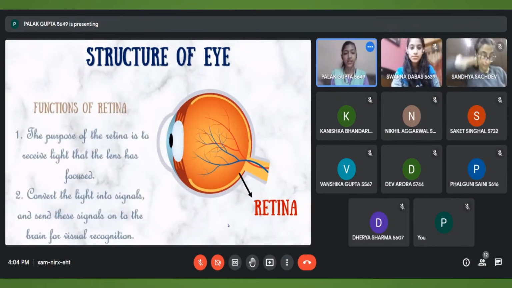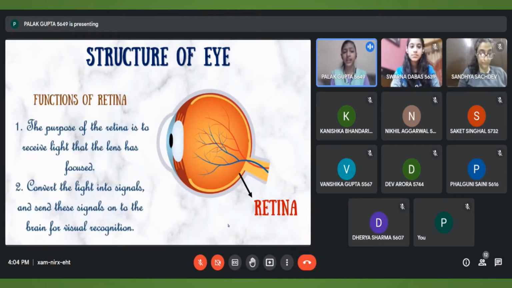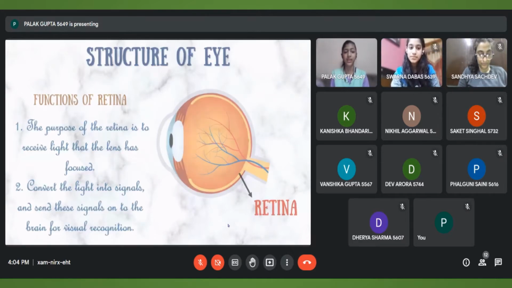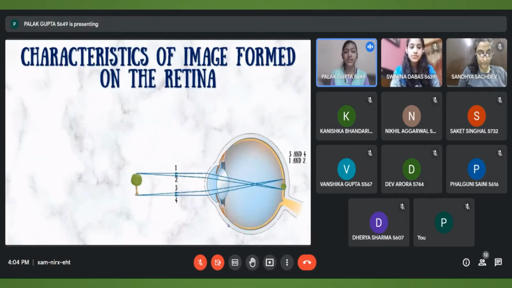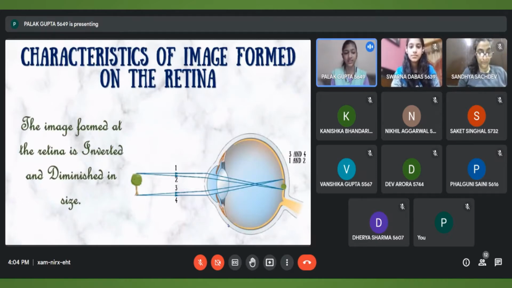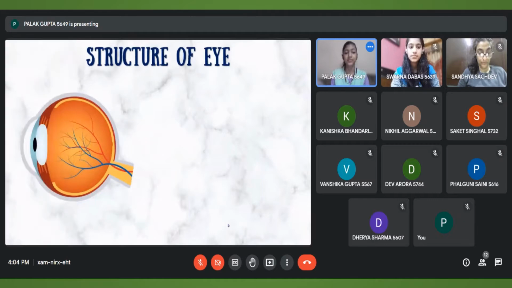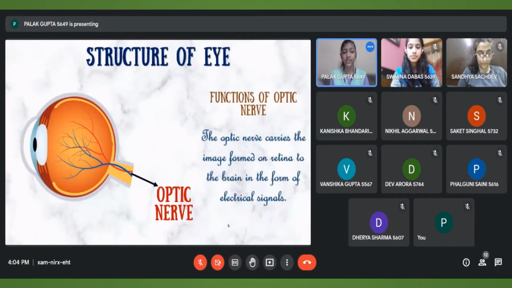The retina, whose purpose is to receive light that the lens has focused and form the image. It also converts the light into signals and sends them to the brain for visual recognition. Then what are the characteristics of the image formed by the retina? The image formed by the retina is inverted and diminished in size. It is carried to the brain through the optic nerve, and the brain receives it in the correct size.